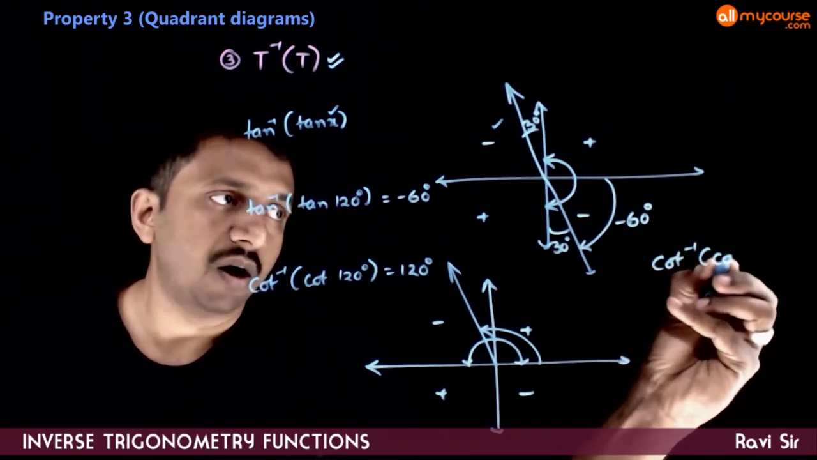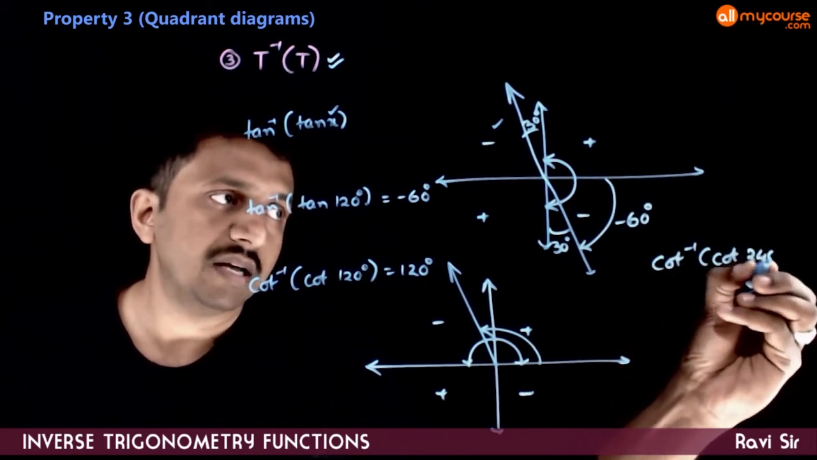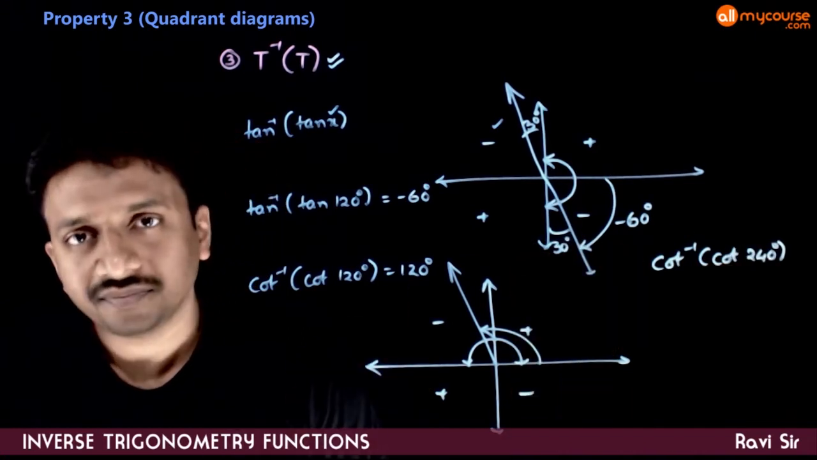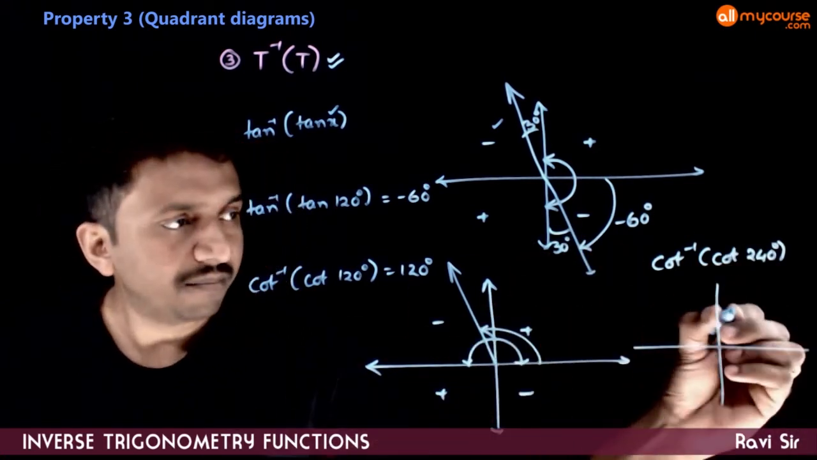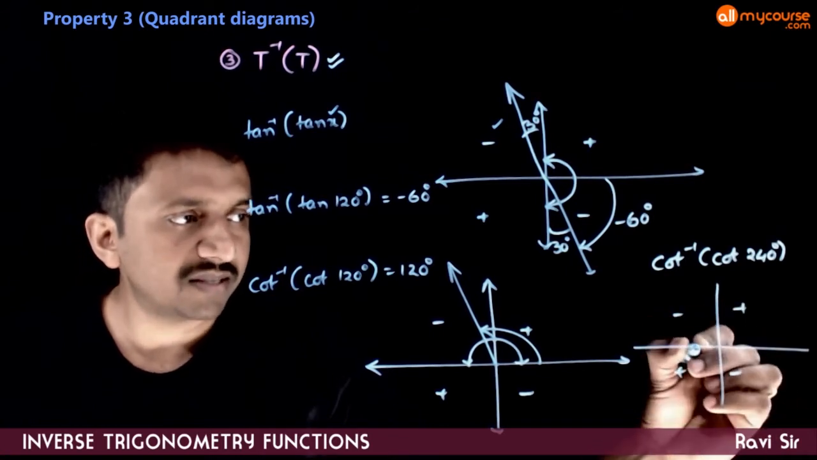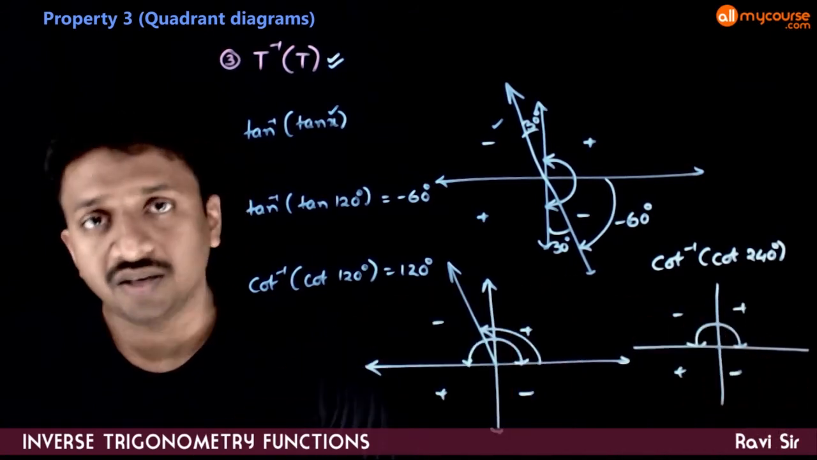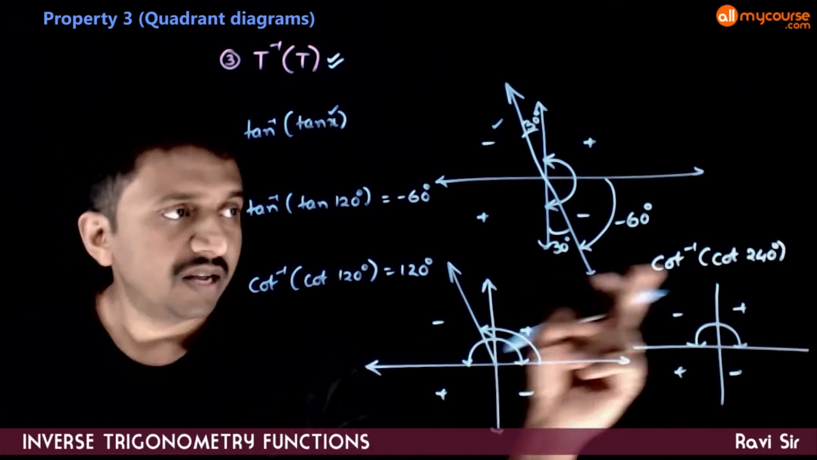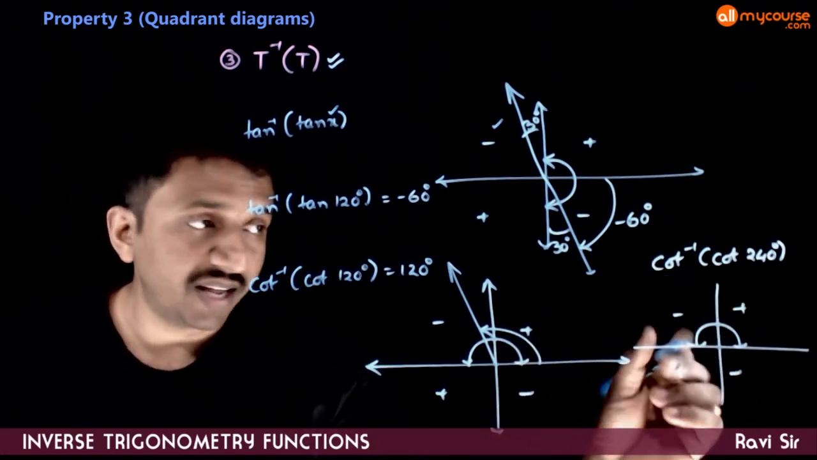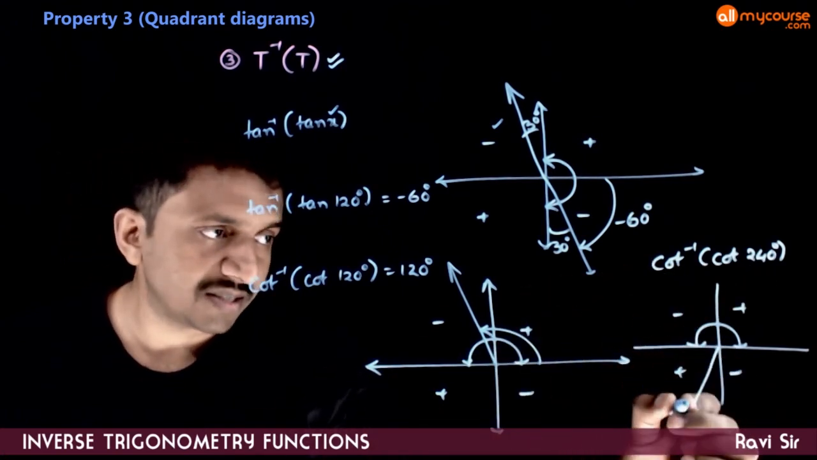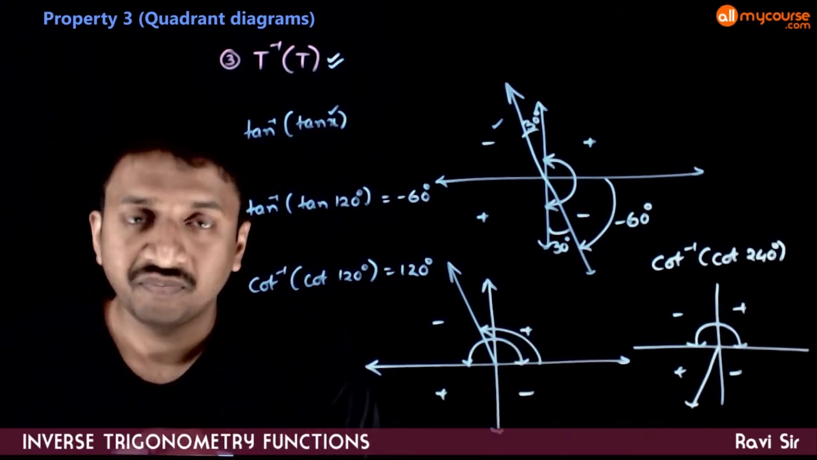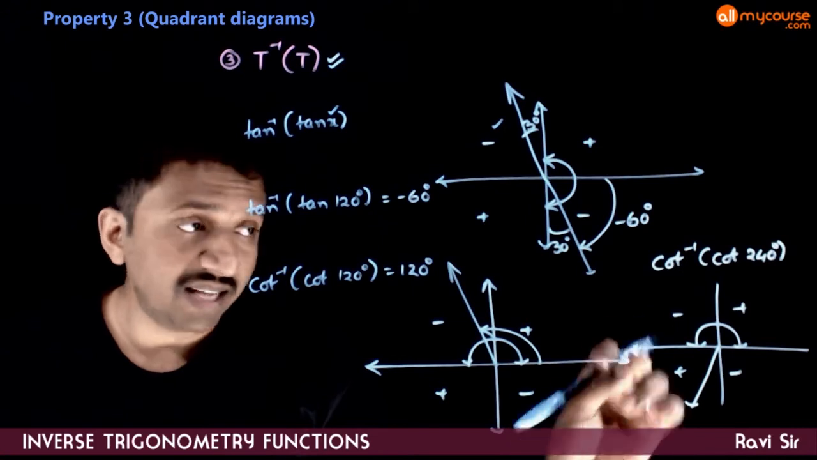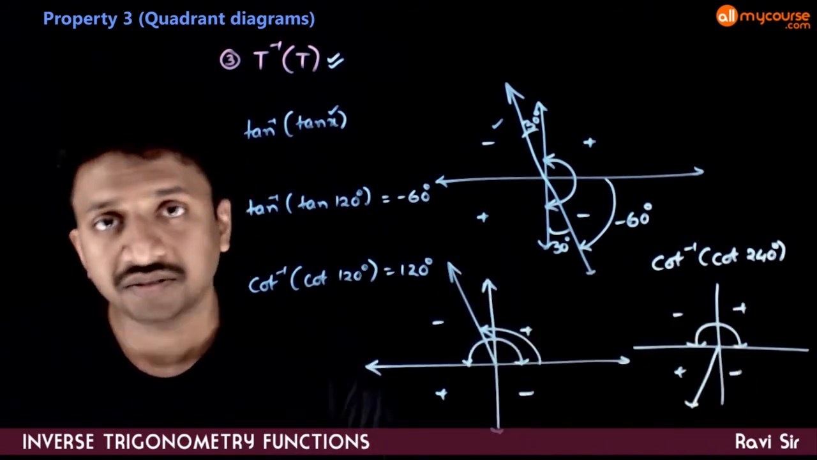Cot inverse of cot 240 degrees. So draw the quadrant diagram, plus minus, range is 0 to pi. Now 240 degrees is 180 plus 60 degrees. So 240 degrees, the ray lies here. Now this ray lies outside the range of cot inverse.